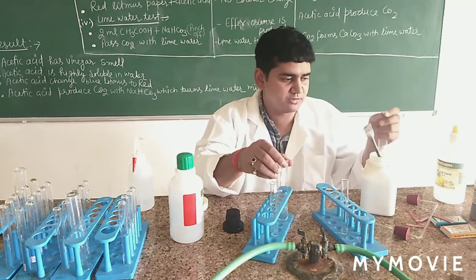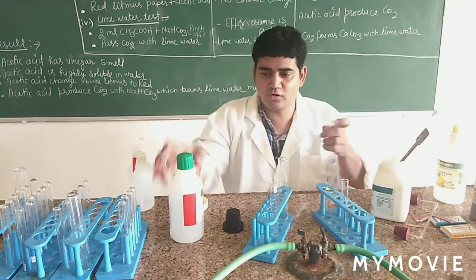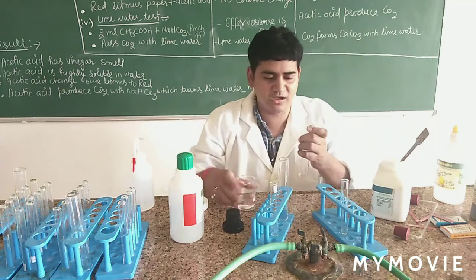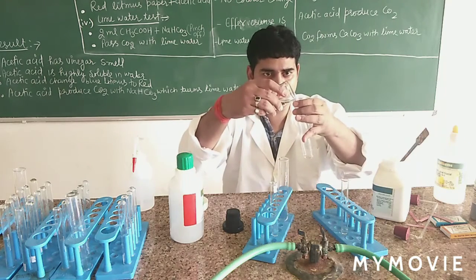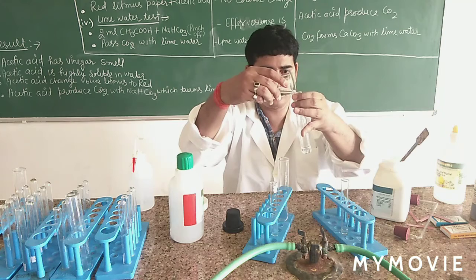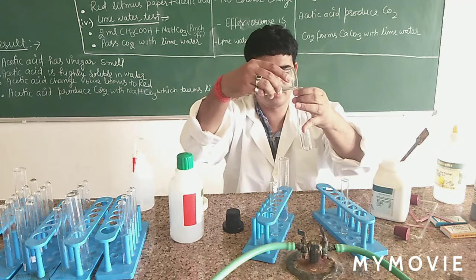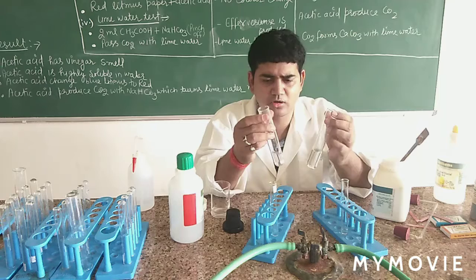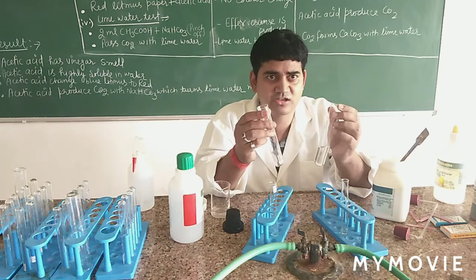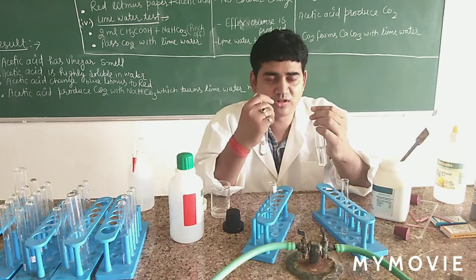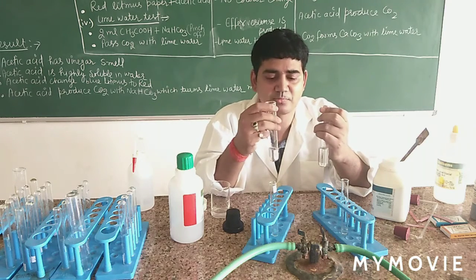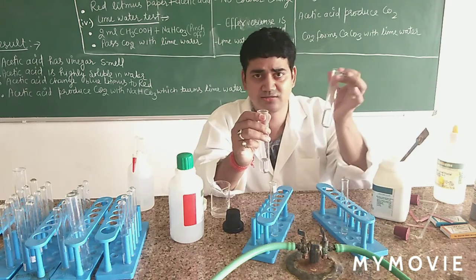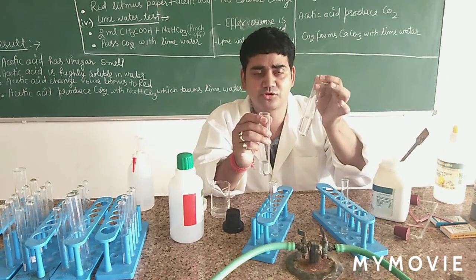In the second test tube, we always add lime water. Here we have lime water in a flask. We add 10 to 20 ml of lime water in it. You can see lime water is a clear solution. How will you identify whether it is lime water or acetic acid? Because both are transparent, you can smell it. The one with a vinegar smell is acetic acid, and the one that has no smell is the clear solution of lime water.